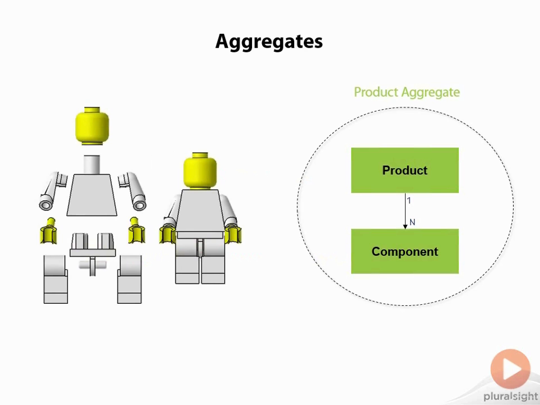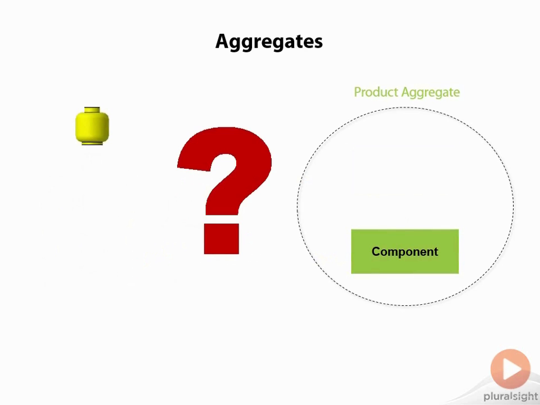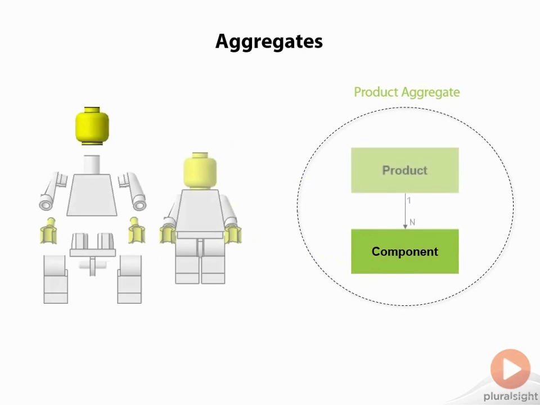Another way to think about whether it makes sense to have an object as an aggregate root is to ask, does it make sense to have just this object detached from its parent? In the example shown here, each component represents a specific piece of the product. Part of the definition for the component might be a standard part number, but it also includes specific product information like whether it's the left or the right hand of the figure.